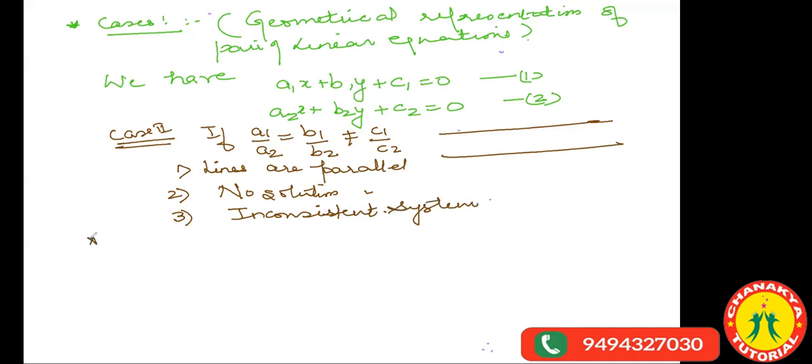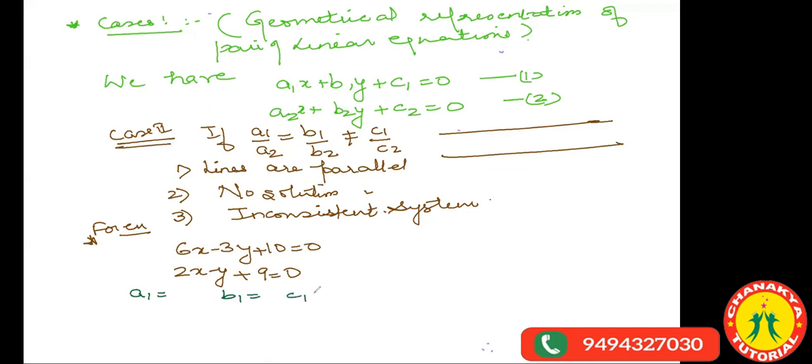For example, suppose I'm taking an example like this: 6x minus 3y plus 10 is equal to 0, then 2x minus y plus 9 is equal to 0. Aman, am I audible, beta? Yes, ma'am. Just tell me the values of A1, B1 and C1. A1 is equal to 6. B1 is equal to minus 3. C1 is 10.